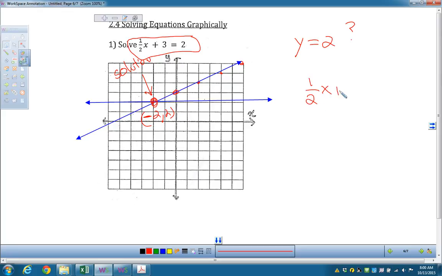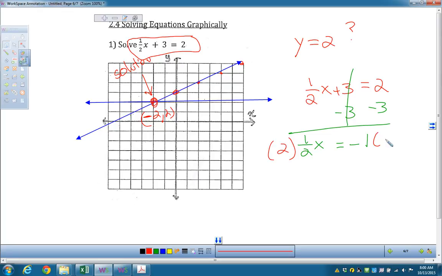If I were to solve this equation algebraically, let's just do it to show you that. 1/2 x plus 3 equals 2. How would I solve this equation? What would I do first? Jessica? Subtract 3 from both sides, okay? So that gives me 1/2 x equals -1. Then how do I get rid of this 1/2? Multiply both sides by 2, and I get x equals -2. Look over here, x equals -2.